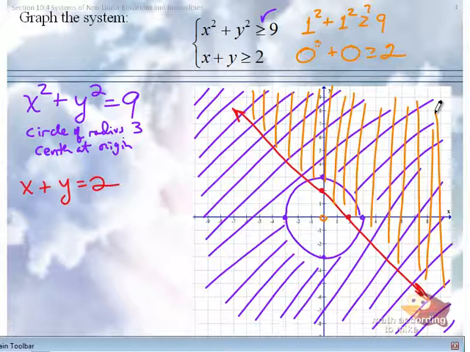Your final answer is where both regions overlap, so where the orange and the purple overlap. So if you want, please shade it at the darkest. I'm going to use a highlighter. I haven't used a highlighter, I think, all semester. Highlighter!